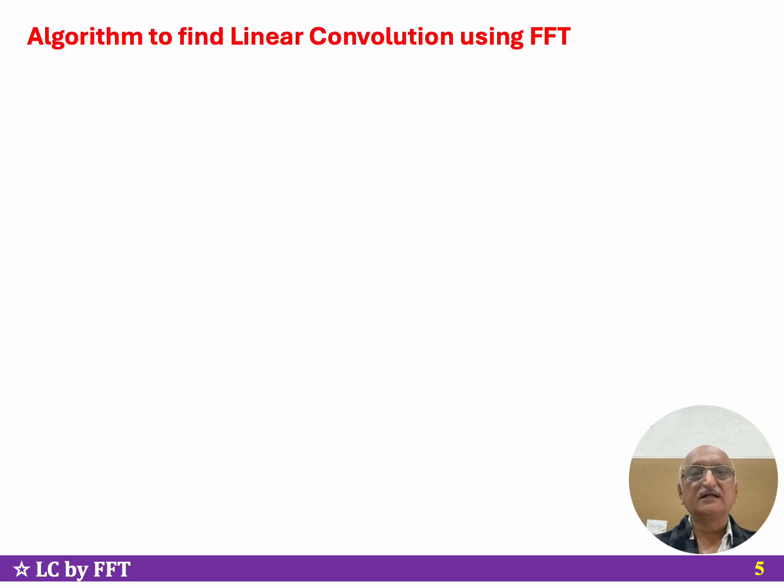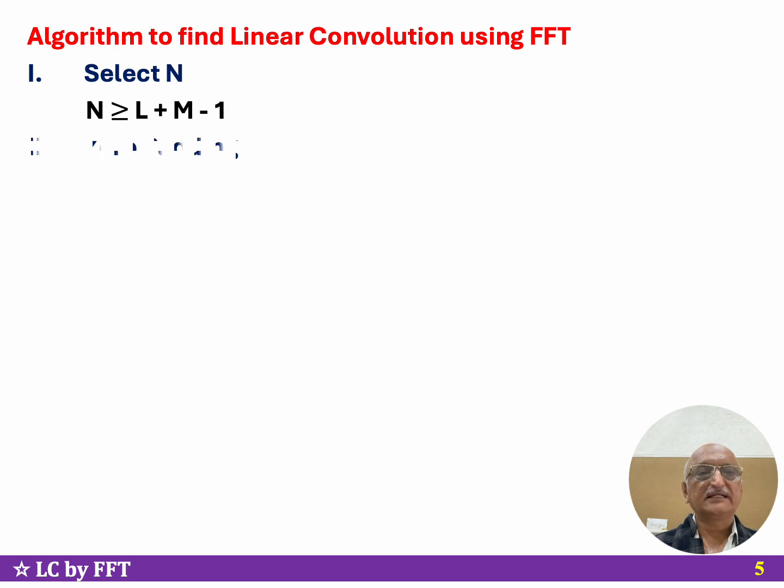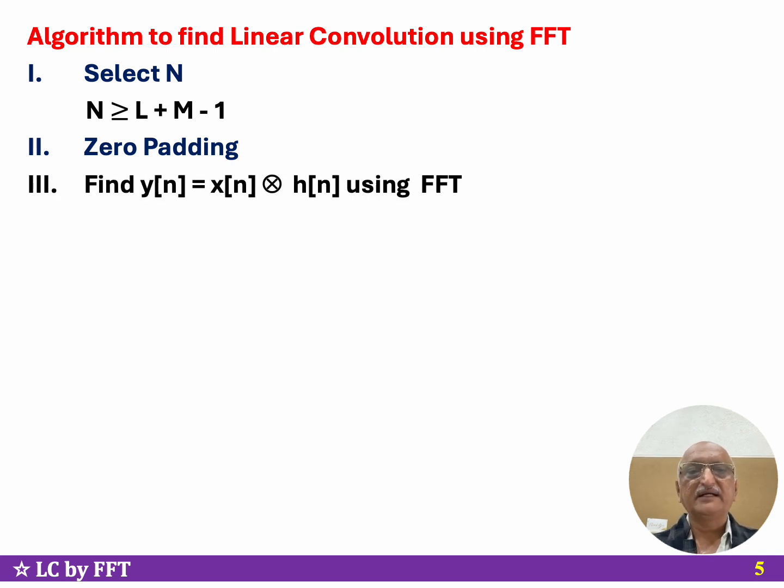Algorithm to find linear convolution using FFT. First, we need to select n. To find linear convolution, n has to be greater than or equal to L plus M minus 1, where L is the length of the first signal and M is the length of the second signal. To find linear convolution using FFT, we require the length of both the signals exactly the same. So by appending the signal with an appropriate number of zeros, we get the length of both the signals exactly the same.